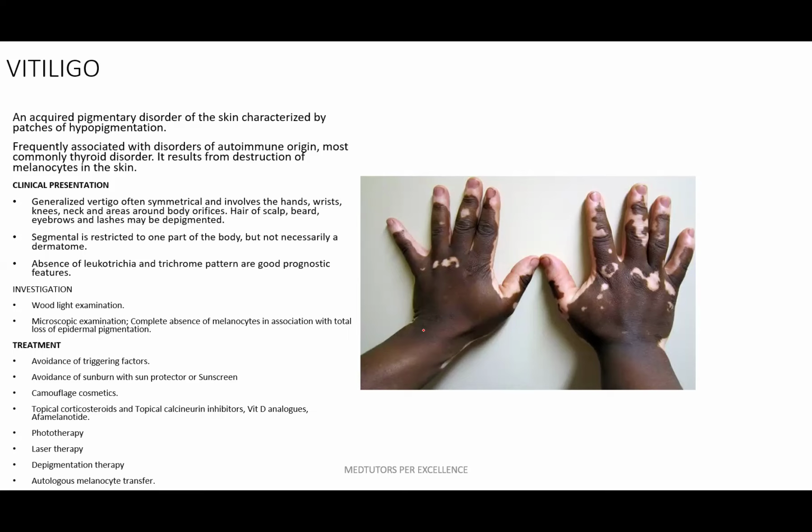It results from destruction of the melanocytes in the skin. So the autoimmune antibodies will destroy the melanocytes, the melanin-producing cells in the body. One prominent musician that has vitiligo is Michael Jackson. And because of this, he had to do some form of modification of the color of his skin, but he actually had vitiligo that covered all his body.